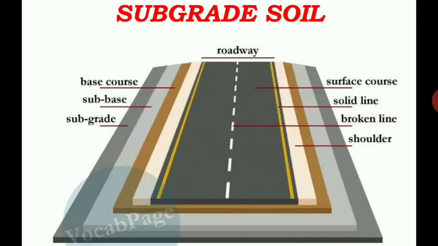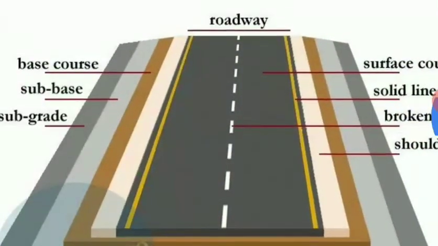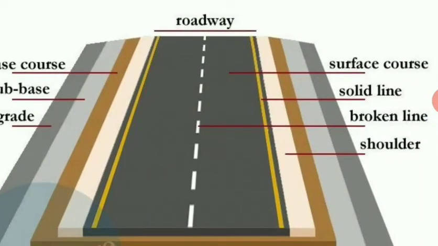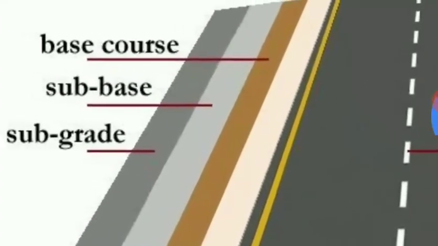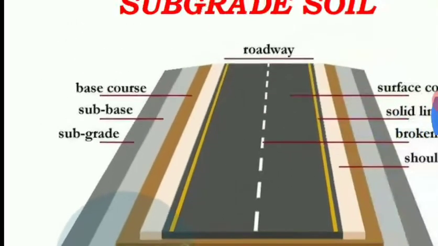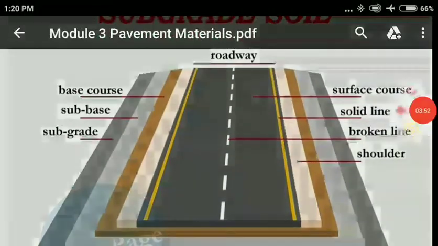Here you can see the 4 different layers, and each has different properties. The entire load is governed by the roadway. You can see the roadway here. The roadway load is transferred first to the surface course, and through the surface course it comes to the base course, then to the subbase course, and at last it reaches the subgrade. So the subgrade is nothing but the bottommost layer of this pavement.